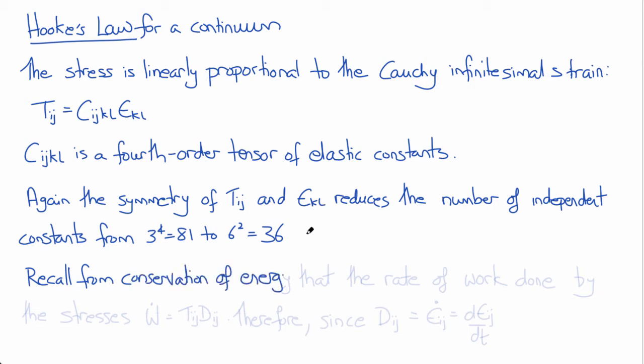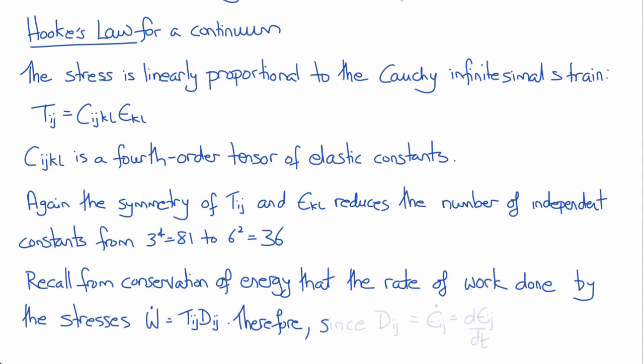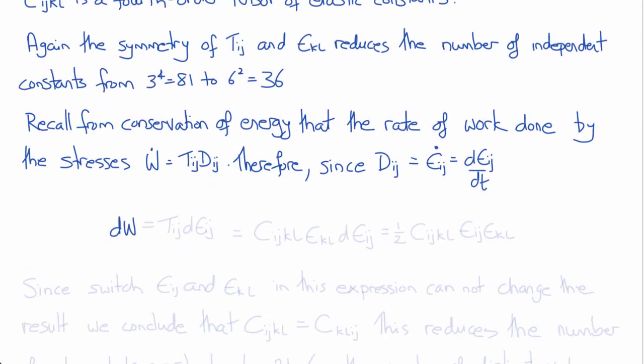If you recall from conservation of energy, the rate of work done by the stresses was given by the product Tij dij, or the trace of the product of the stress tensor with the rate of deformation tensor. Now recall that the rate of deformation tensor dij is also the strain rate, or epsilon ij dot, or d epsilon ij dt. So from this we can write dw dt equals Tij d epsilon ij, or dw equals Tij d epsilon ij.